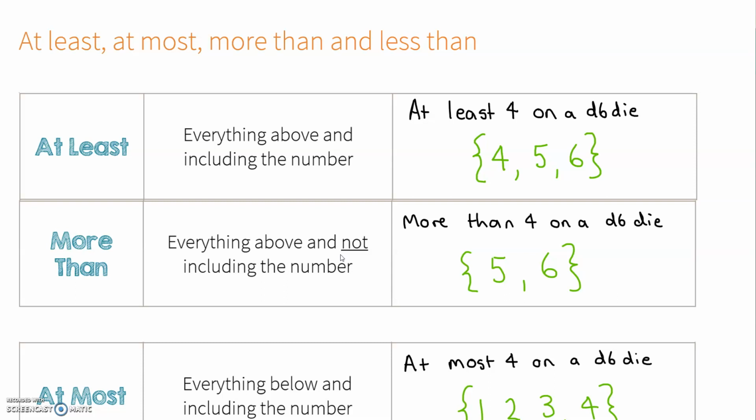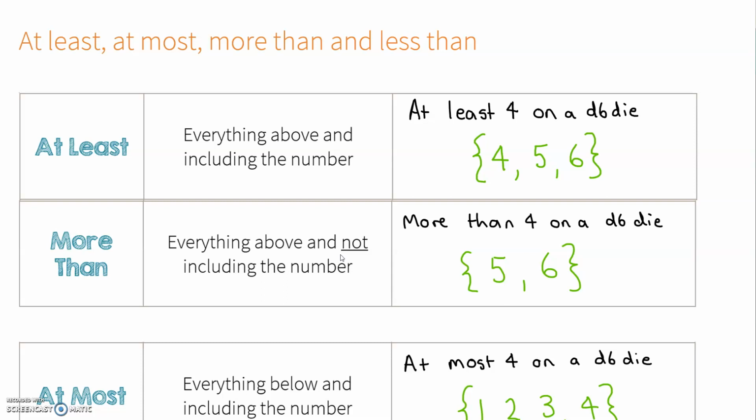So you think about at least, everything above and including the number. At least 5. If you think about it in a sentence, the easiest way to remember what these words mean is to use it in terms of someone's age. So if you said, that lady over there looks at least 30, you know that she's 30 years old or older. If you keep trying to put it back in a sentence about someone's age, generally you can kind of figure out which one it means. So at least includes the number and is above the number. So if I said at least 4 on a D6 die, a 6-sided die, the numbers could be 4, 5, or 6. 4 is included here.